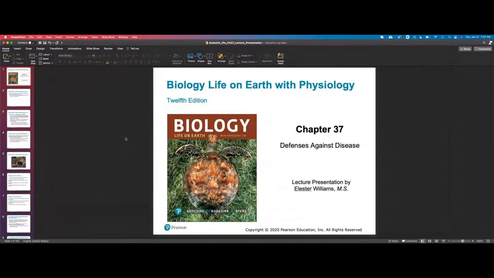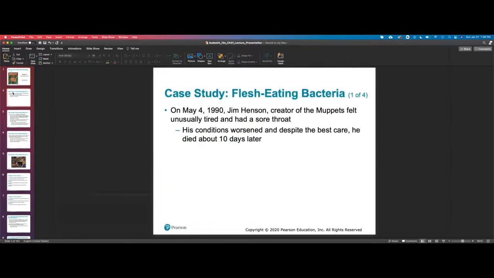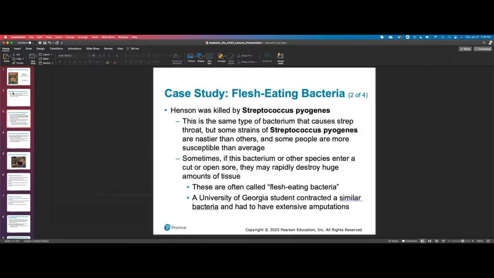All right, today we are going to discuss chapter 37, and it's going to cover defenses against diseases, which for the most part will talk about the immune system. So here we have a case study over a flesh-eating bacteria.